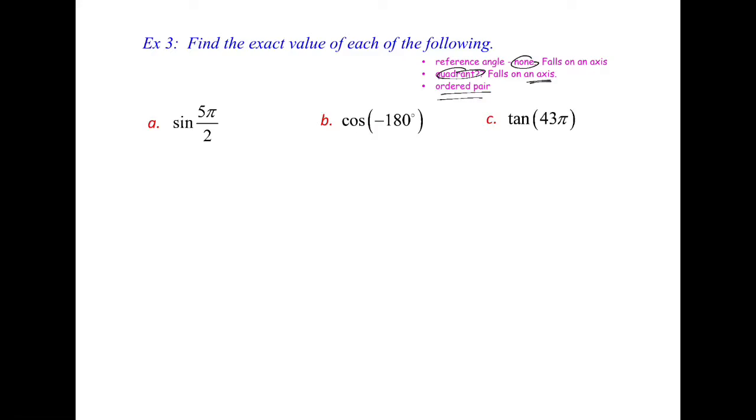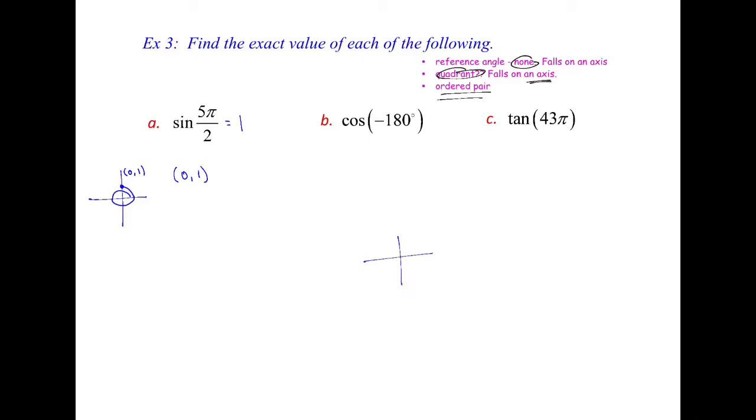So sine of 5 pi over 2, once again, kind of getting a visual as to where it's at. That's 2.5. So we know this is 1 pi, this is 2 pi, this would be a half. So right here is 5 pi over 2. That ordered pair, because you're going from the origin, not left to right, just up 1 unit, is 0, 1. Sine is the y value. So sine of 5 pi over 2 is 1.